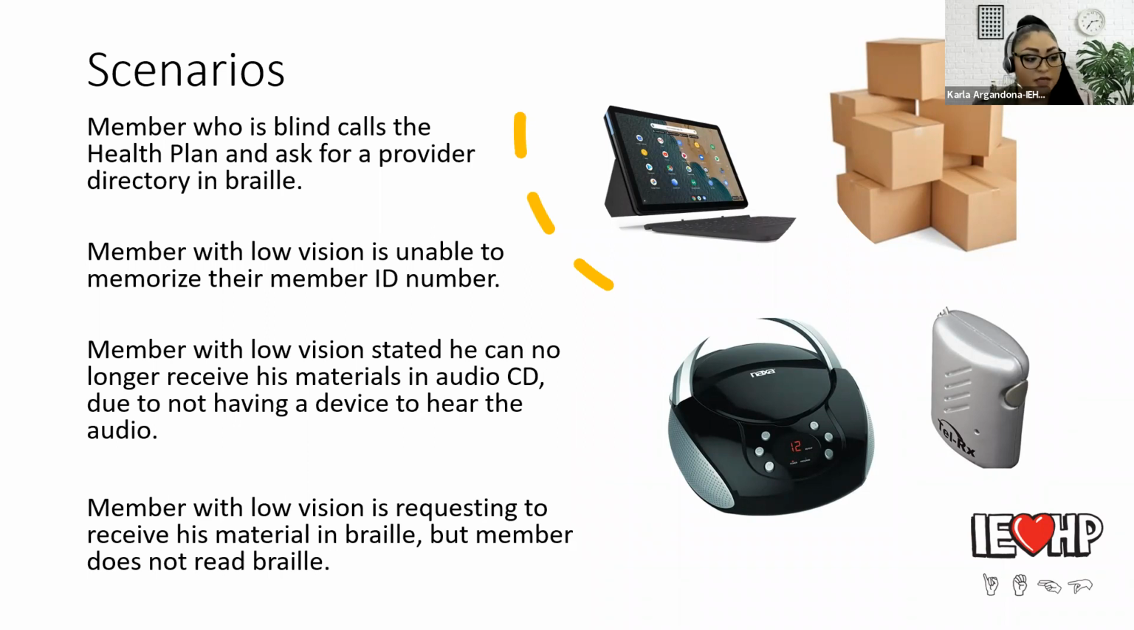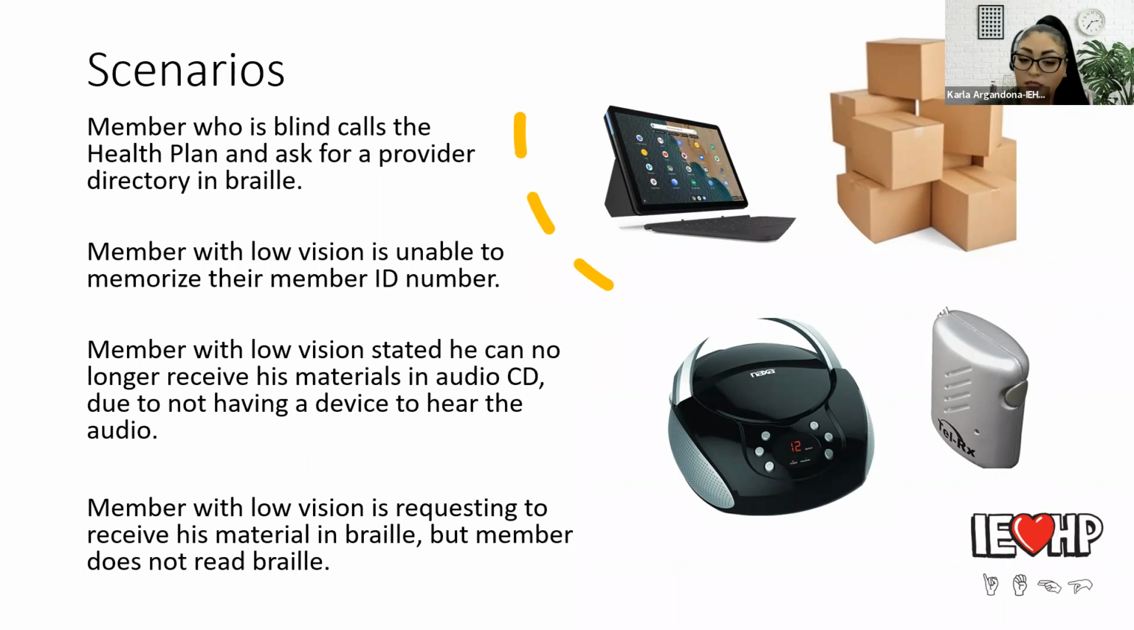The second scenario is a member with low vision who is unable to memorize their member ID number. Here at IHP, one of the benefits we assist our members with is transportation. With the current process to verify transportation services, when the transportation company would go to pick up the member for their appointment, they would place a call, and the member had to verify either the last four of their social or their member ID number. But when we switched the logistics company over, unfortunately, due to personal health information, members had to verify that they are the person being picked up by providing their member ID number.